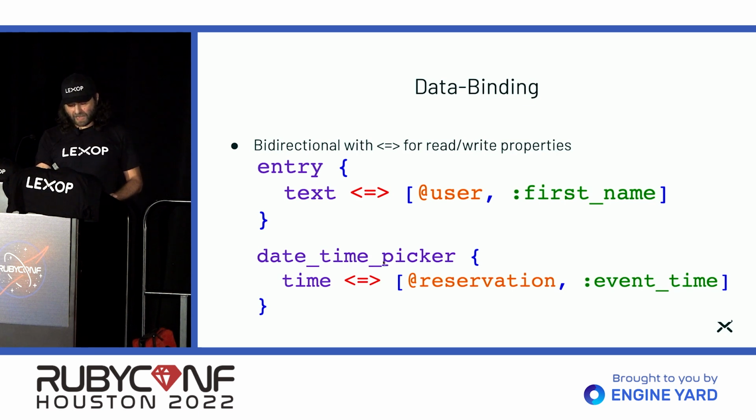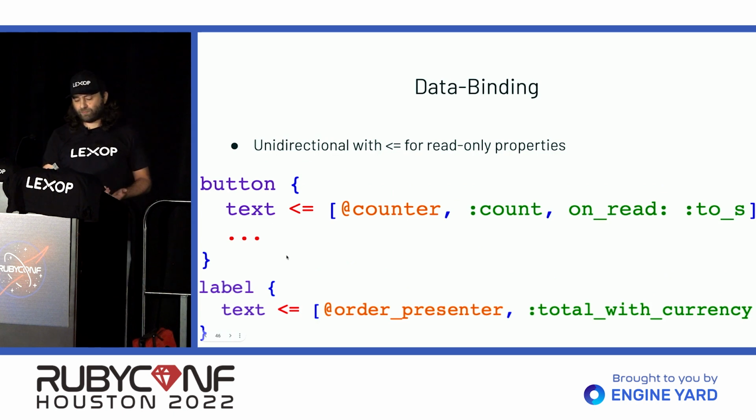So datetime picker is another example. It's data binding the event time on a reservation to the time on a datetime picker. However, sometimes you need unidirectional data binding for properties that are read-only. So a button's text is read-only, meaning the user, when they click the button, that doesn't change the text. But the text will change if the count attribute on a counter model updates. And you can also add extra options like converters, like on read of the data, I want to convert it to a string. So there are more advanced features in data binding and Glimmer that you could leverage as well. Another example is a label. It's got a text, and you can update it automatically whenever the order presenter total gets updated.